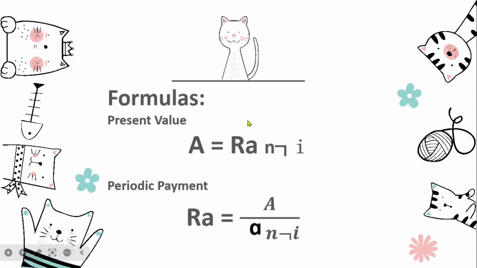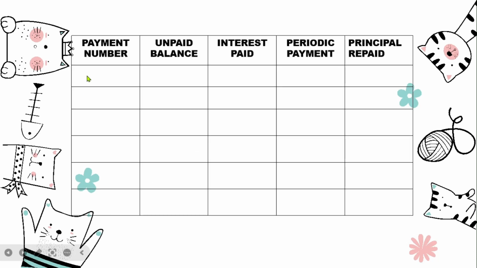So this is our formula. You'll read this as A equals R a angle N at I. This is used to get the present value. And the second formula is R equals A over a angle N at I. This is used to get the R or periodic payment of the present value. This is the example of our amortization schedule. It has payment number, unpaid balance, interest paid, periodic payment, and principal repaid.